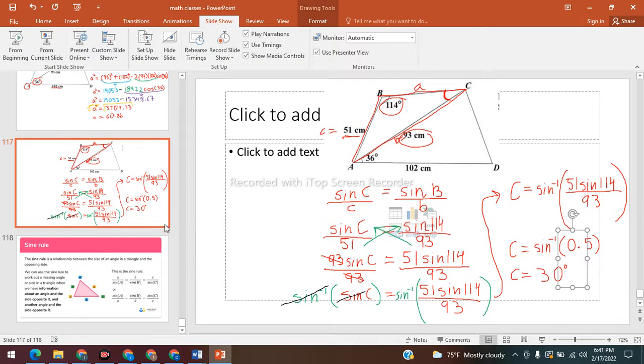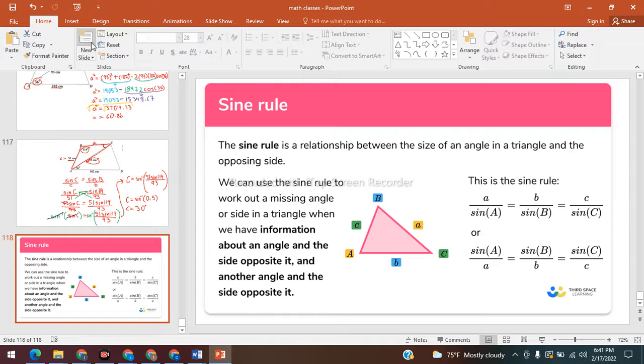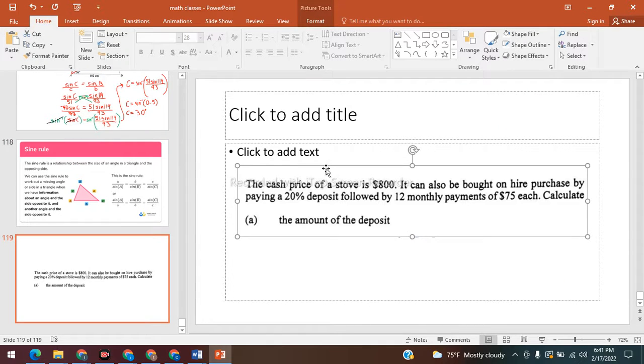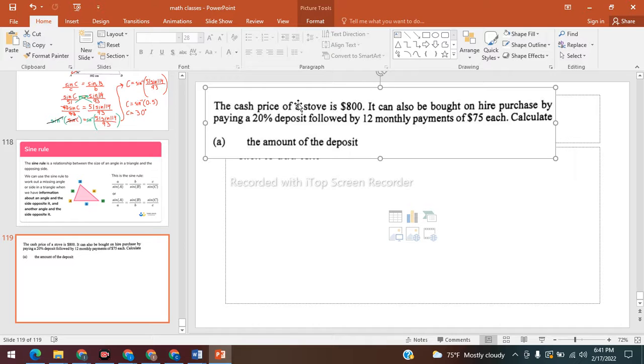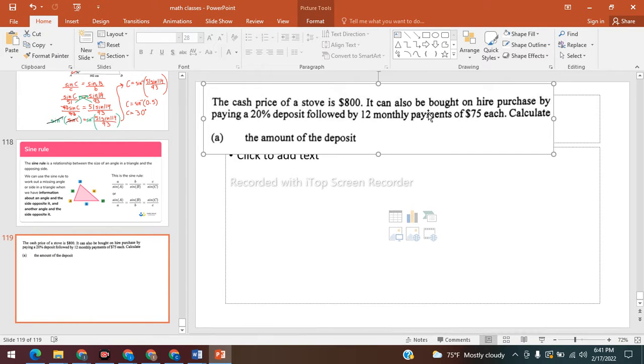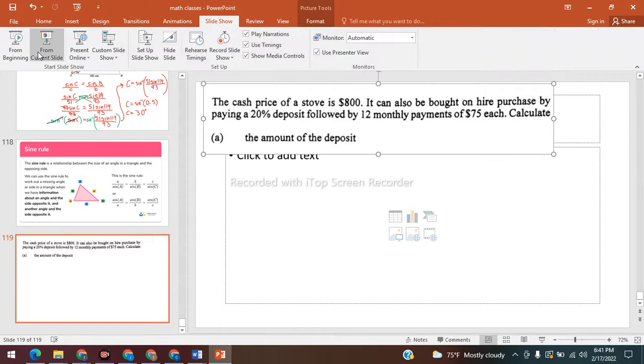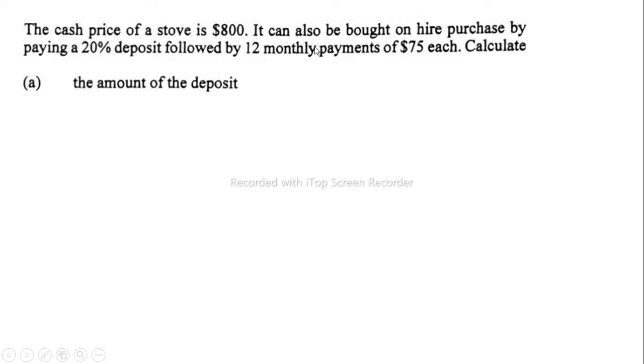The cash price of a stove is $800. It can also be bought on hire purchase by paying a 20% deposit followed by 12 monthly payments of $75 each. Calculate the amount of the deposit. So if we were to buy the stove for cash price, how much would we have to pay? $800.